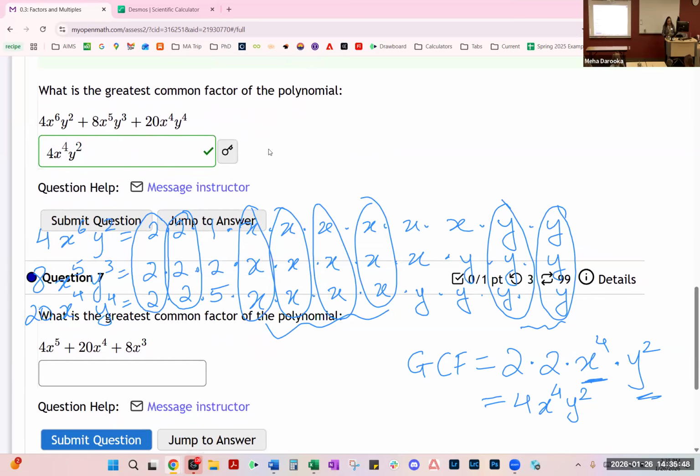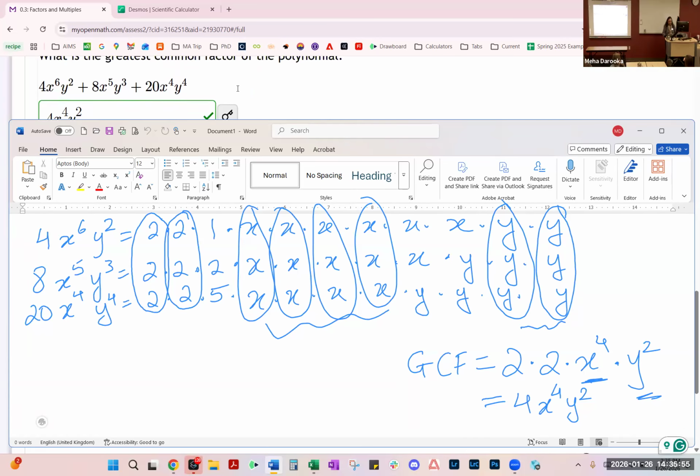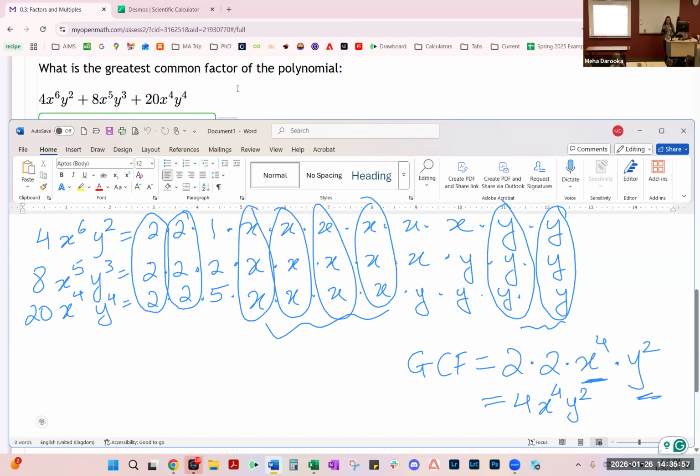Let me know if you have any questions on this guy. So slight difference between how you do a least common multiple and how you do a greatest common factor. Least common multiple, we would have taken all the uncommon terms also and put that in. With greatest common factor, you only look at the common stuff. Anything outside of that gets left out. All right, greatest common factor.